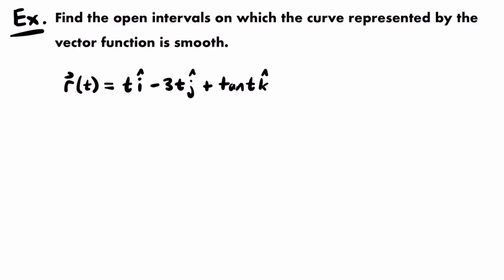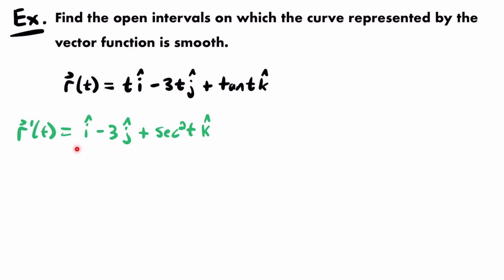Okay, so let's take the derivative of our vector function here. We'll have r prime of t is equal to 1 times i minus 3 times j plus the derivative of tangent, which is secant squared. So we'll have secant squared t times k, right? For the other derivatives, I didn't really explain them because they're pretty simple. The derivative of t is 1, and the derivative of negative 3t is negative 3. All right, and so first things first, are there any values of t for which this vector is not continuous?